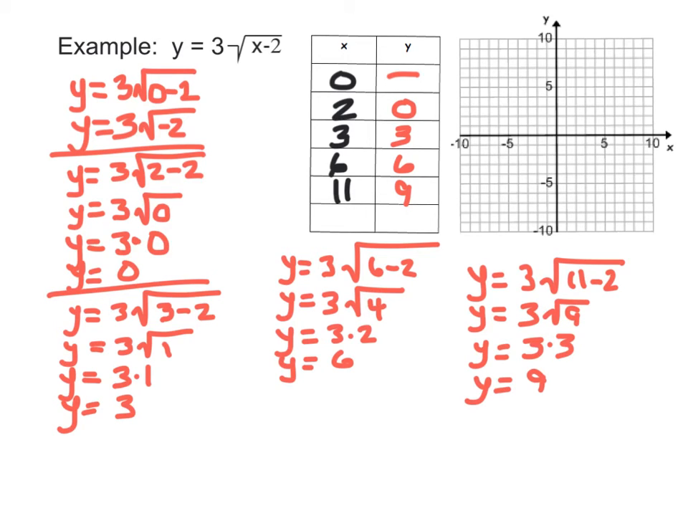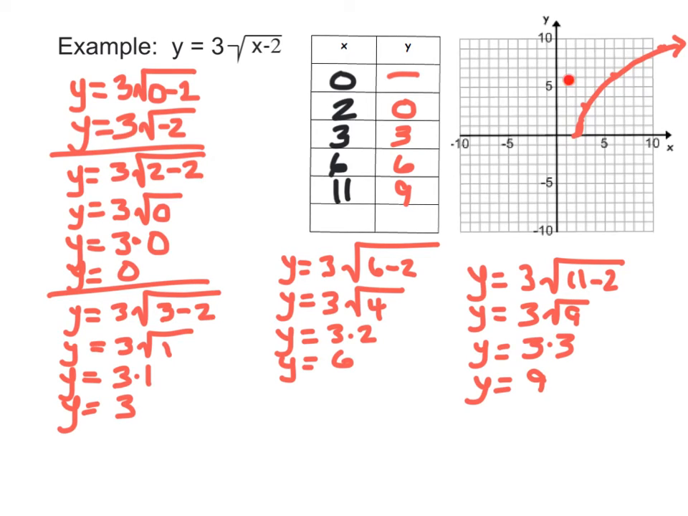Plotting these points, we have (2, 0), which is right on the x-axis. (3, 3), which is right about here. (6, 6), which is here. And (11, 9), which is right about here. And again, a little bit off of our screen. But notice, this is still a curve that looks like half of a parabola on its side.